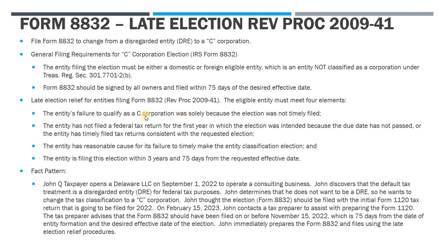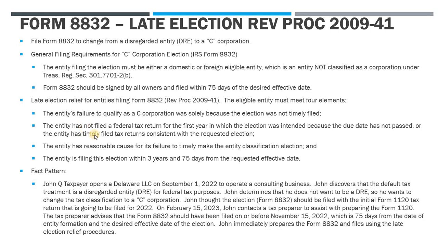So for example, if we had an entity that was not an eligible entity, right? So let's say we were filing this for a trust and wanted to make a C Corp election for the trust. Well, that's a problem, right? We're not going to be able to qualify as a C Corp even if we timely filed the election because the trust is not an eligible entity. You can't make elections for those types of arrangements. So in our case here, the entity fails to qualify simply because we just missed the filing. Okay, that's fine. That's the first element.